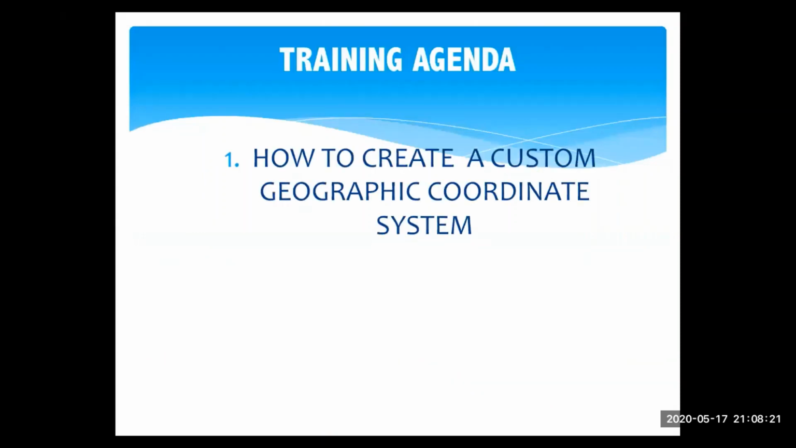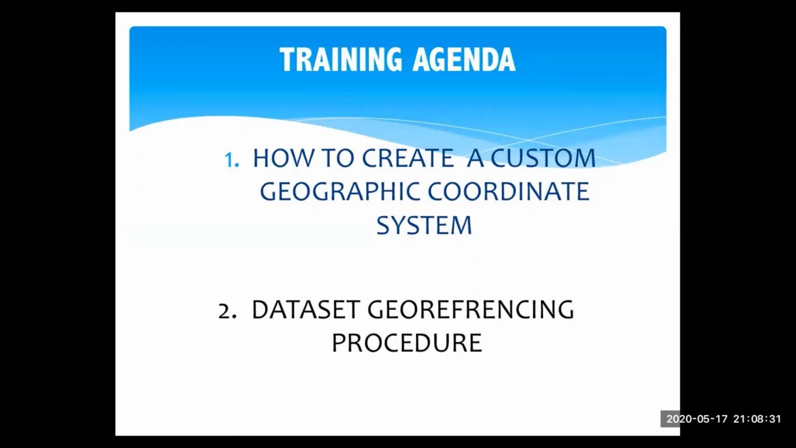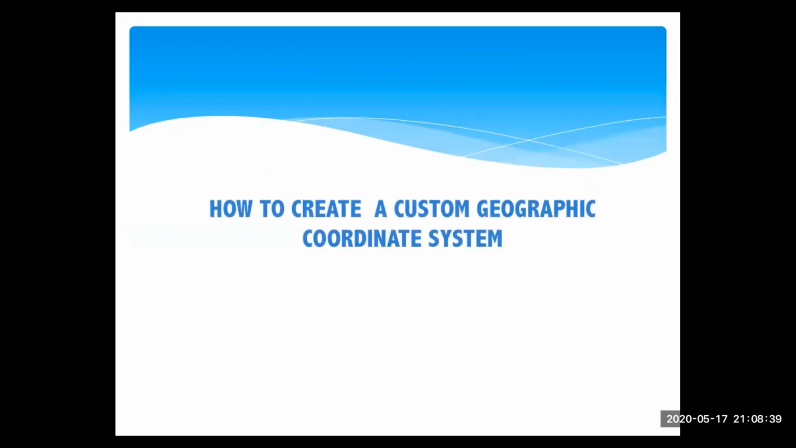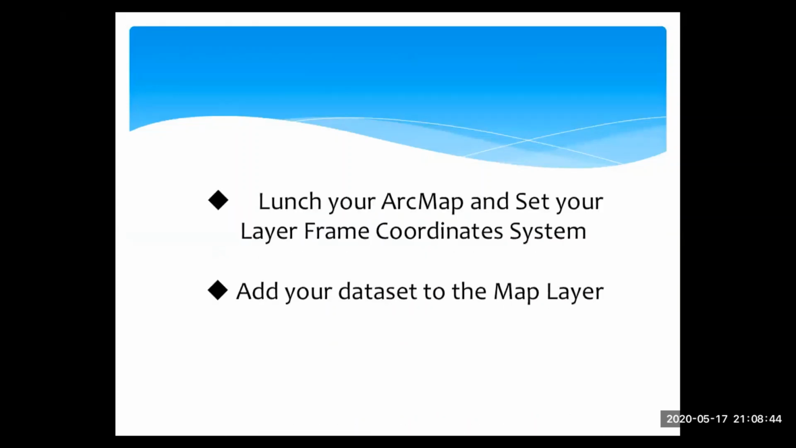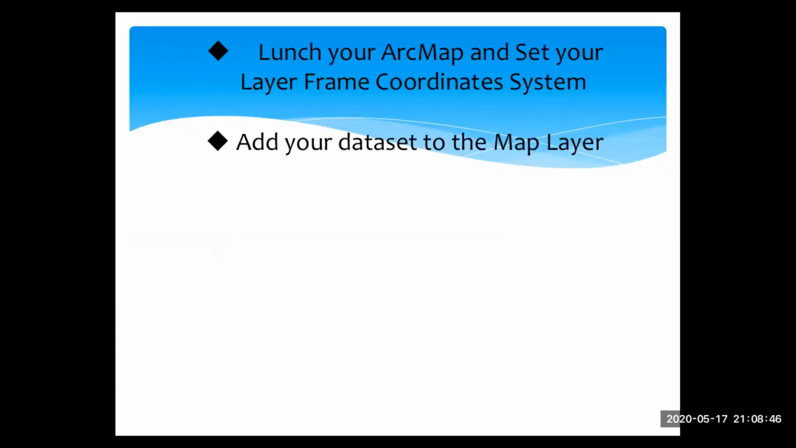So we'll be talking of how to create a custom geographic coordinate system. Then we'll be talking of the data set georeferencing procedure. Now, how to create a custom geographic coordinate system. So we are to launch our ArcMap and set the layer frame coordinate system and add our data set to the map layer.